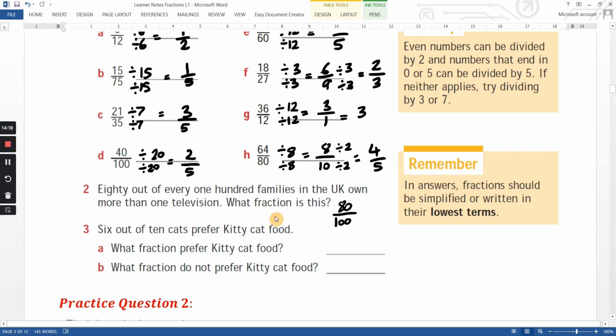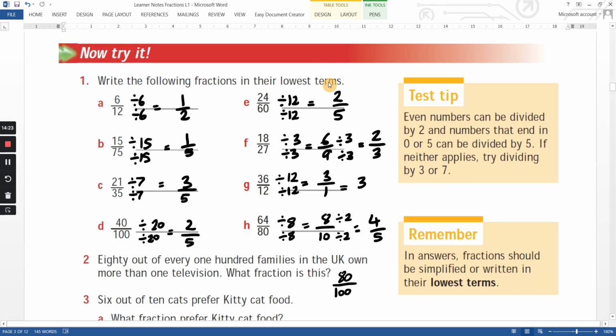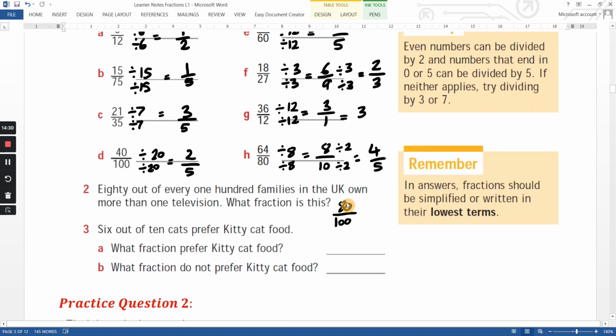Obviously, if it does say simplify, or if it says give your answer in its lowest terms like this for number 1, then obviously you do have to simplify. But in this case, you can leave it like that, or if you did simplify, what would it be? If you did, let's divide by 20, you'll get 4/5 as your answer.